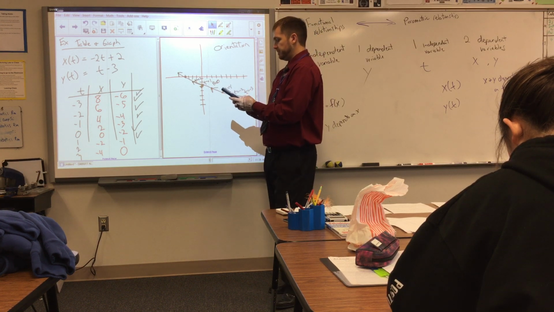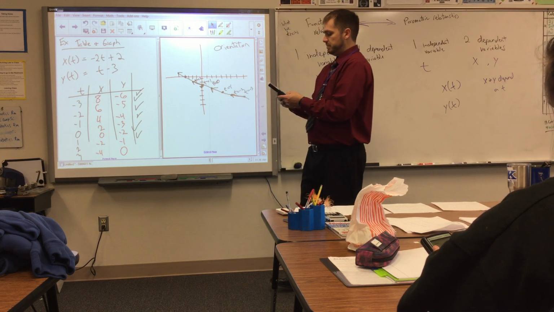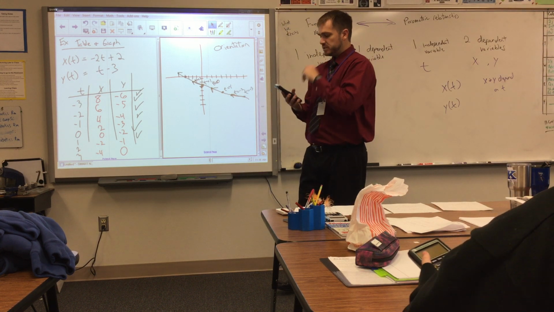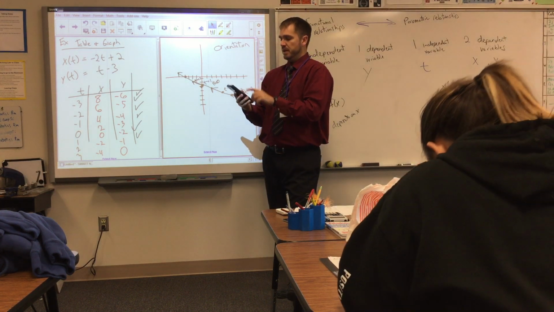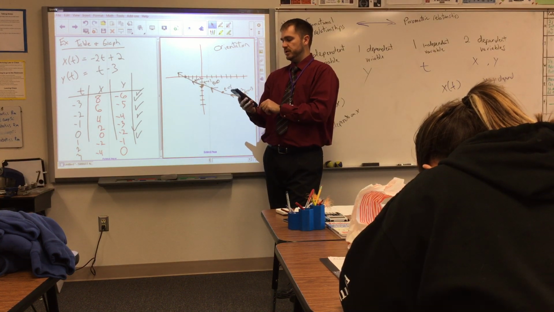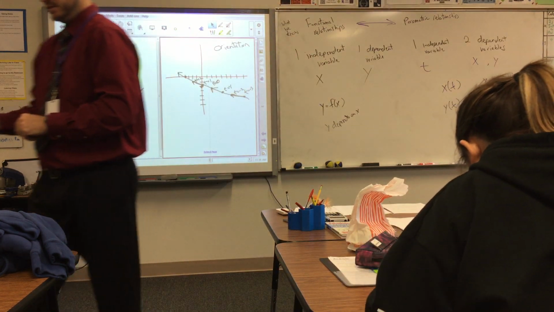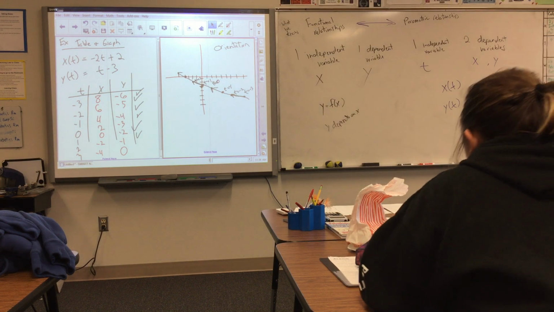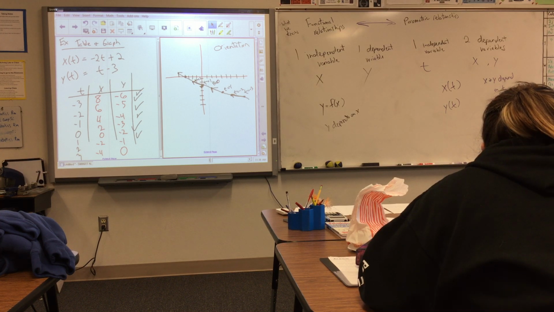So -2t plus 2, hit enter, and then t minus 3. Now, let's go ahead and do a zoom standard. So hit zoom, and then go all the way to zoom standard, and show me the graph. Oh, interesting. That's what I want to see. Good job. I see it.